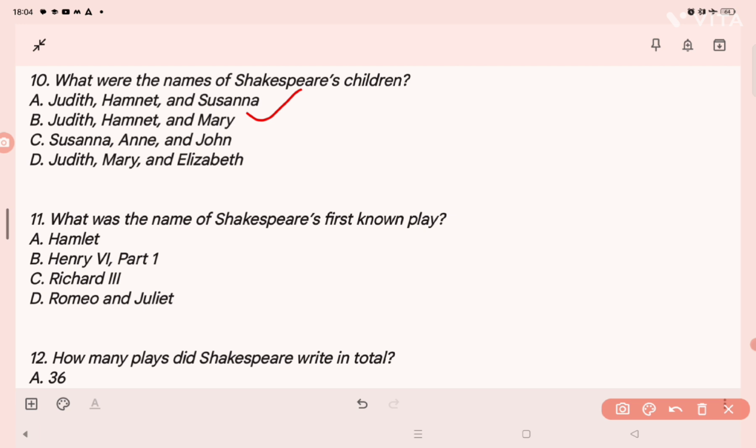What was the name of Shakespeare's first known play? Option B, Henry VI, Part 1, written around 1590.